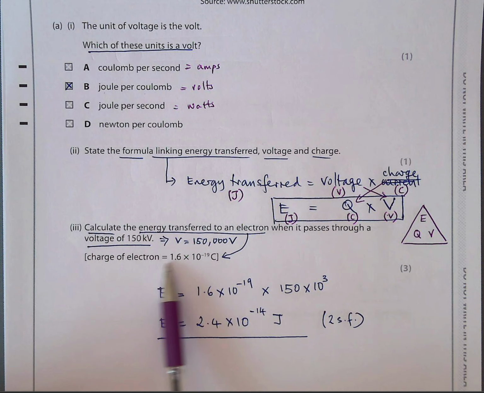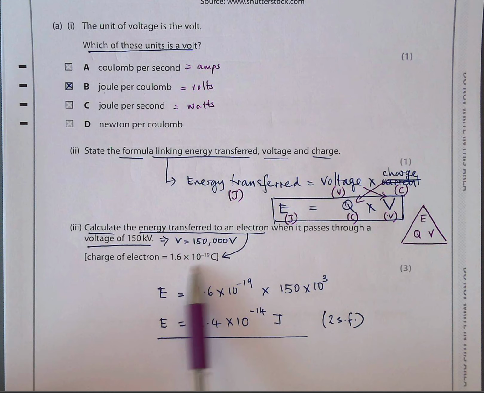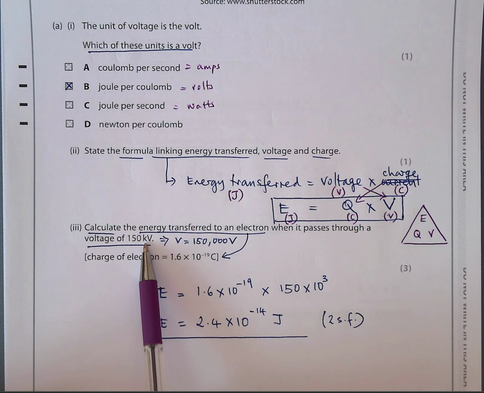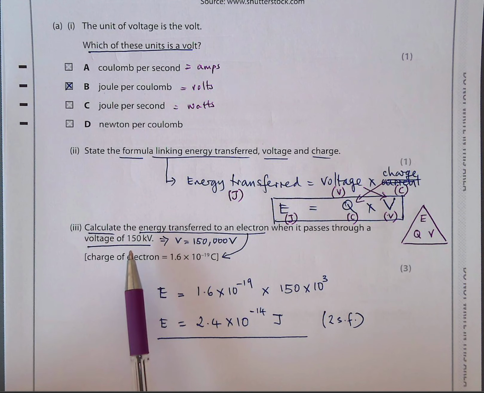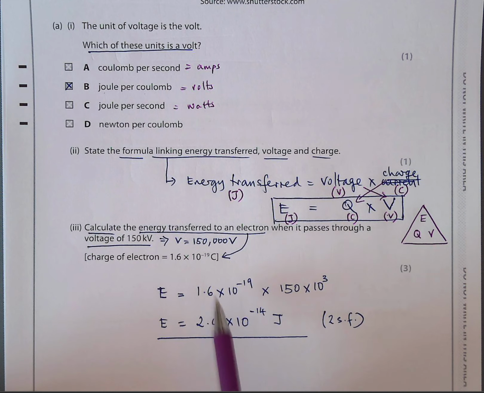They're giving you the charge of an electron. So when they calculate the energy transfer to an electron, which has this tiny amount of charge, when it passes through a voltage of 150,000. So if you want an electron to speed up, you put a positive plate in front of it, and if the plate is 150,000 volts, it will speed up quite a lot. Okay, so it's going to gain an energy, but how much? This is how much kinetic energy it will gain.